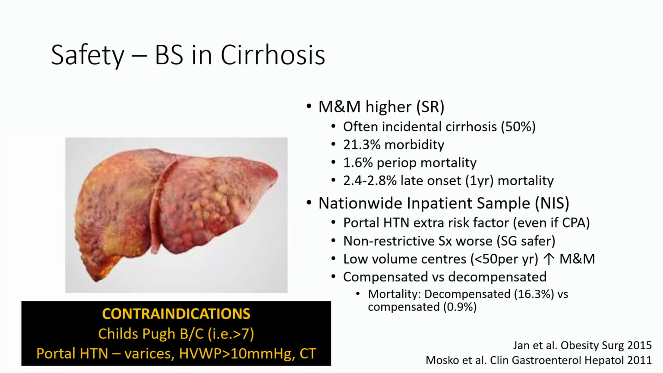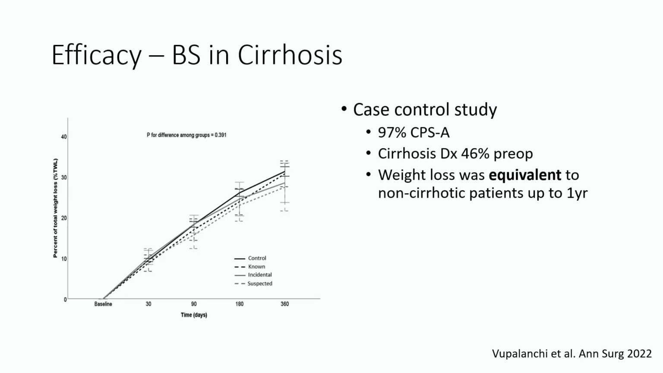So the contraindications in the context of cirrhosis and a safety issue really are, if you have a Child's Pugh B or C patient, if their Child's Pugh score is over 7, essentially, or they have portal hypertension diagnosed endoscopically or radiologically or on hepatic venous wedge pressures, then they really shouldn't be having surgery. But if you can get them through the surgery, if you choose the right patient in these carefully selected patients, then they will do as well as non-cirrhotic patients. So here's a case control study looking at patients with Child's Pugh A cirrhosis, or 97% of the group had Child's Pugh A cirrhosis. Admittedly, half were diagnosed preoperatively, but their weight loss was equivalent over a combination of 3 years.